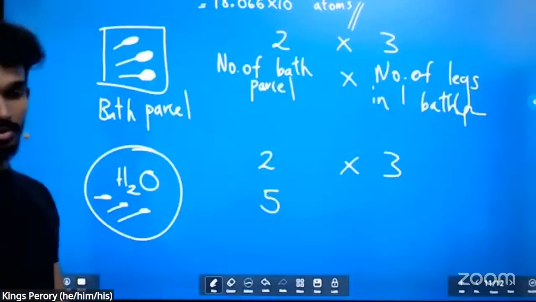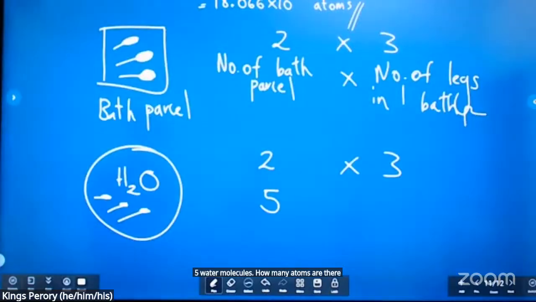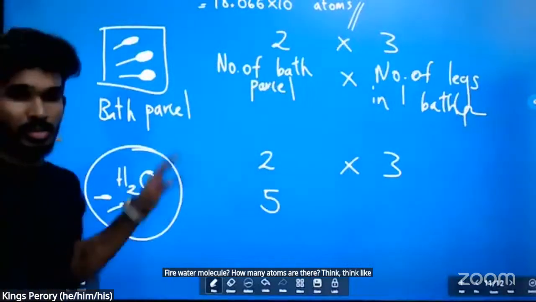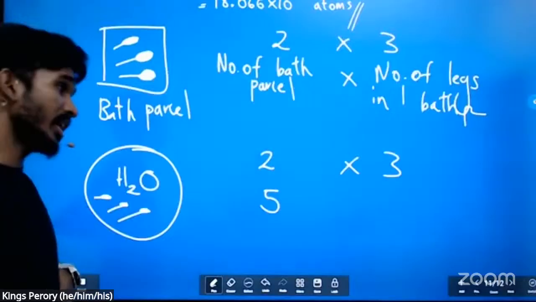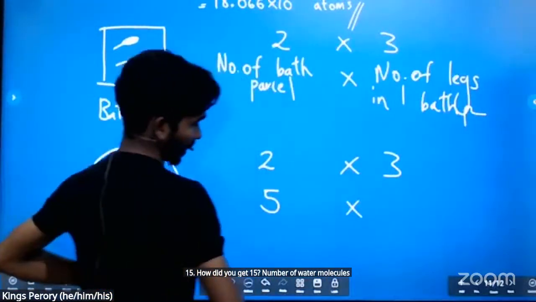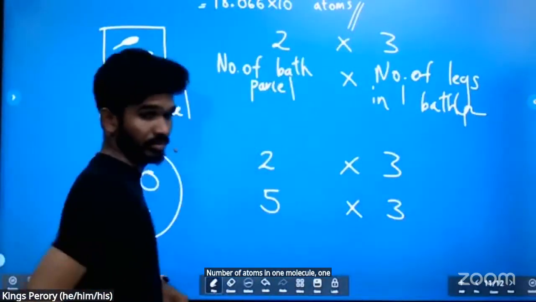5 water molecules. How many atoms are there? Think like bath parcels. 5 bath parcels, how many leg pieces? 15. How did you get 15? Number of water molecules, 5, multiplied by number of atoms in one molecule. One molecule is 3. 15.